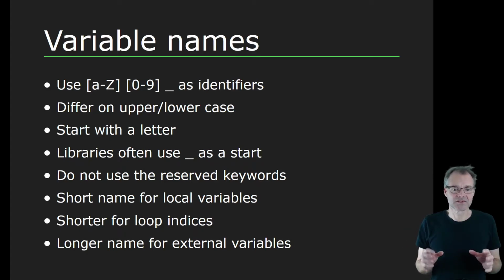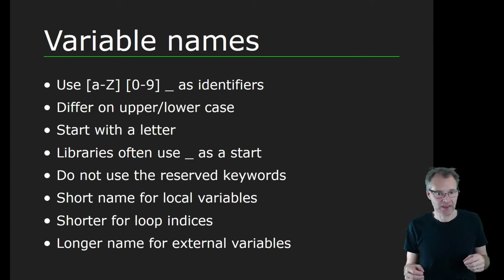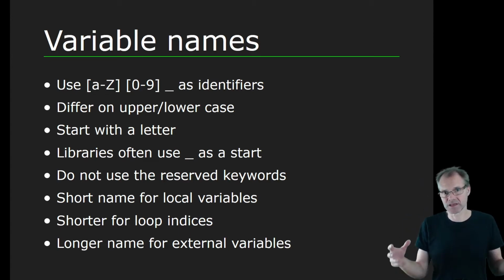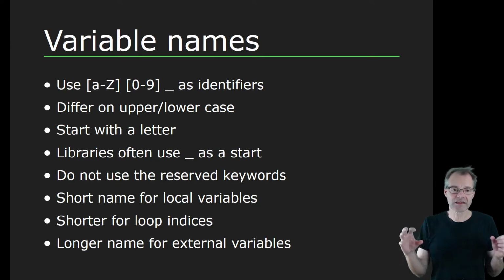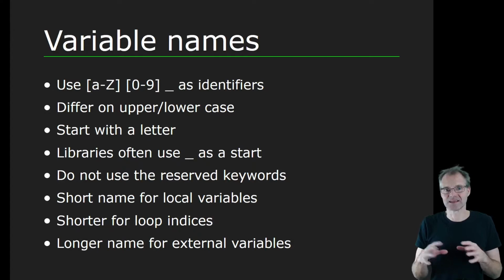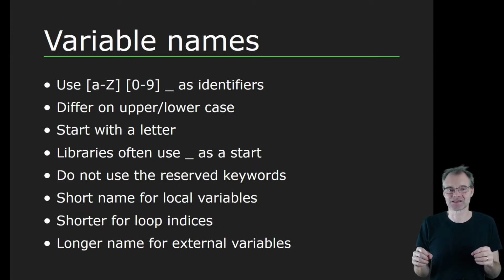Suggestions are to use short names for local variables, and even shorter names for loop indices, like for i equals 0, i less than 10, i plus plus. And when we have external variables that might be global over our whole application, then we try to use longer names so there is no match with other variable names. A longer variable name, very explicit about what it contains, will help us organize the variables.